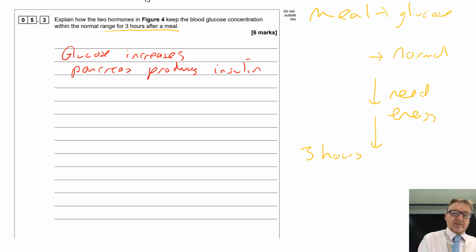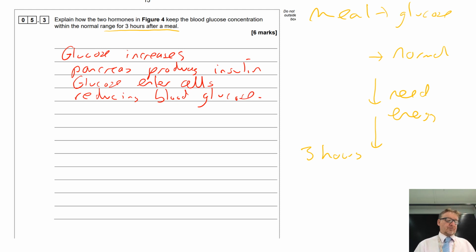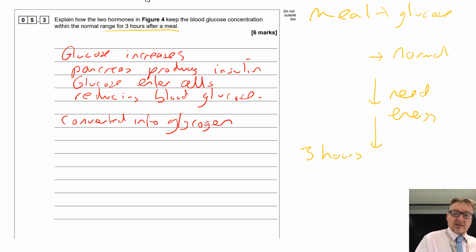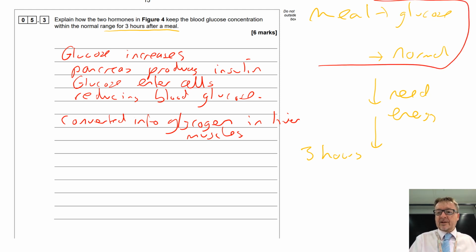And what the insulin does is the insulin makes glucose enter cells, reducing blood glucose levels. Okay, now what actually happens to that glucose when it goes into the cells? It is converted into glycogen, usually in the liver, right? It can be muscles. All right, so what I've done then is I've dealt with that top bit there.